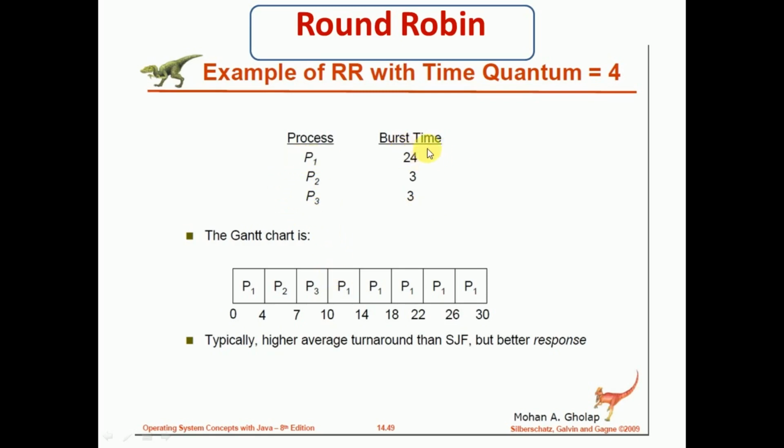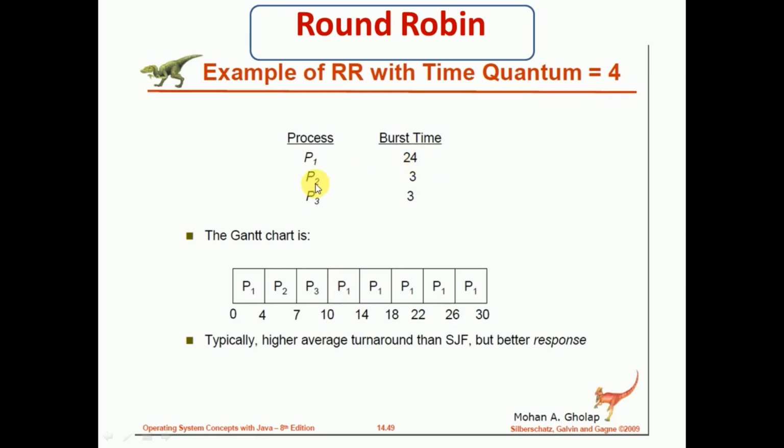It will check the remaining time. Here the remaining time is 24 minus 4, which is 20. So out of 20, again 4 milliseconds will be executed for process P1, from time 10 to 14. After this, again from 20 you subtract 4, 20 minus 4, and it becomes 16.